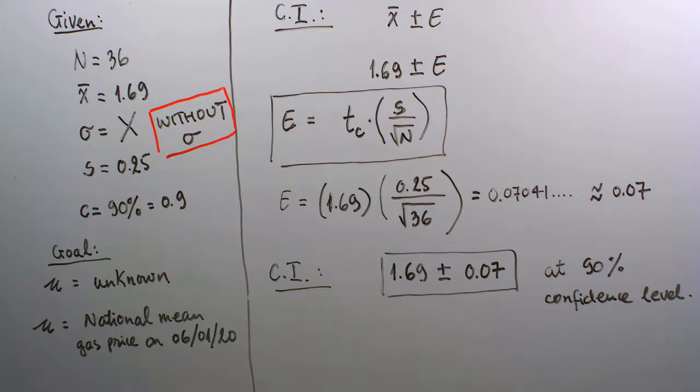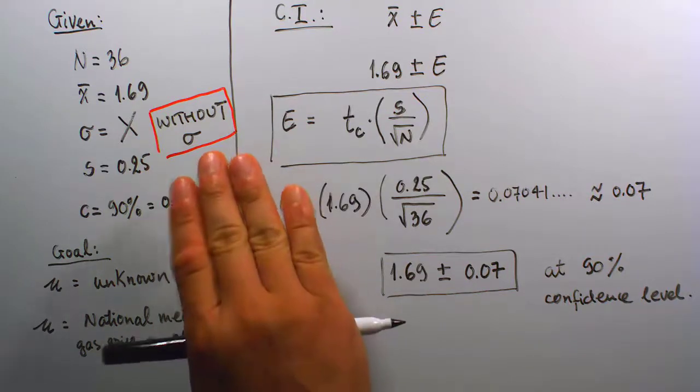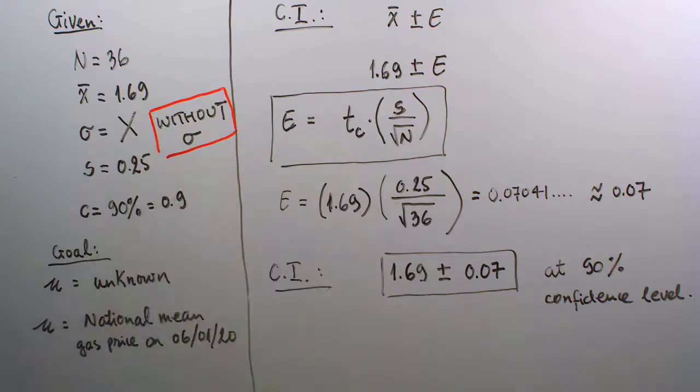As an interpretation of this confidence interval, now this time completely without knowing the sigma value, we can still estimate. We can now say that our unknown national mean gas price on June 1st, 2020 happened anywhere 7 cents up and down from our obtained sample mean on that day, being $1.69 here. And this estimate is guaranteed at a 90% successful level, or confidence level.